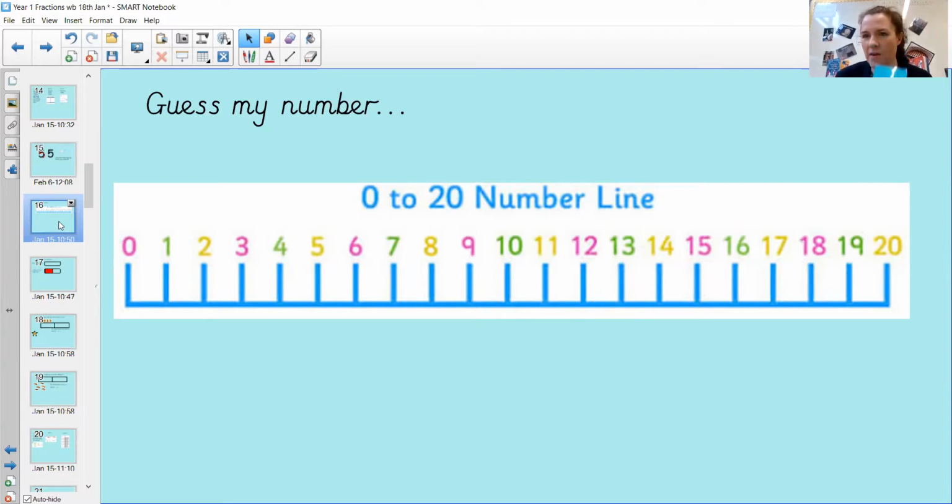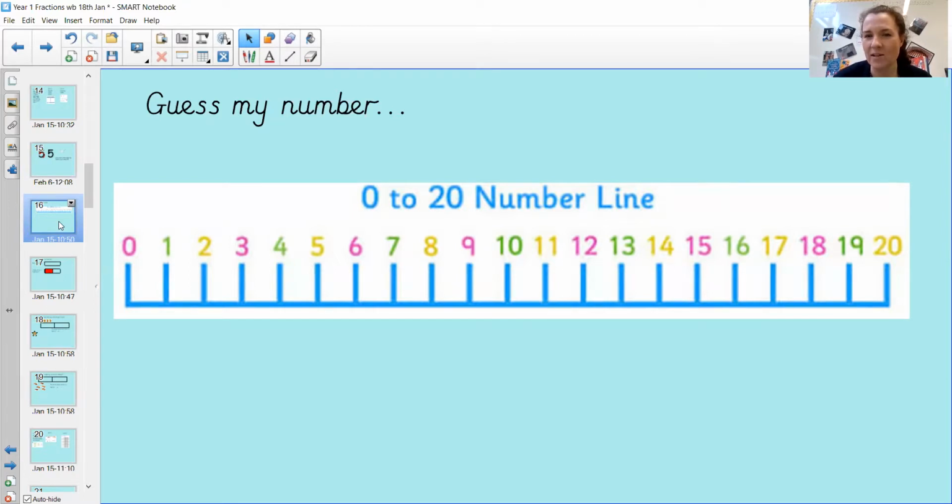Okay, I've got another number here. My number is in between 0 and 10. My number is odd. So it either ends in 1, 3, 5, 7, or 9. My number is close to 10. And last clue, this is a tricky one. My number is 2 more than 7.